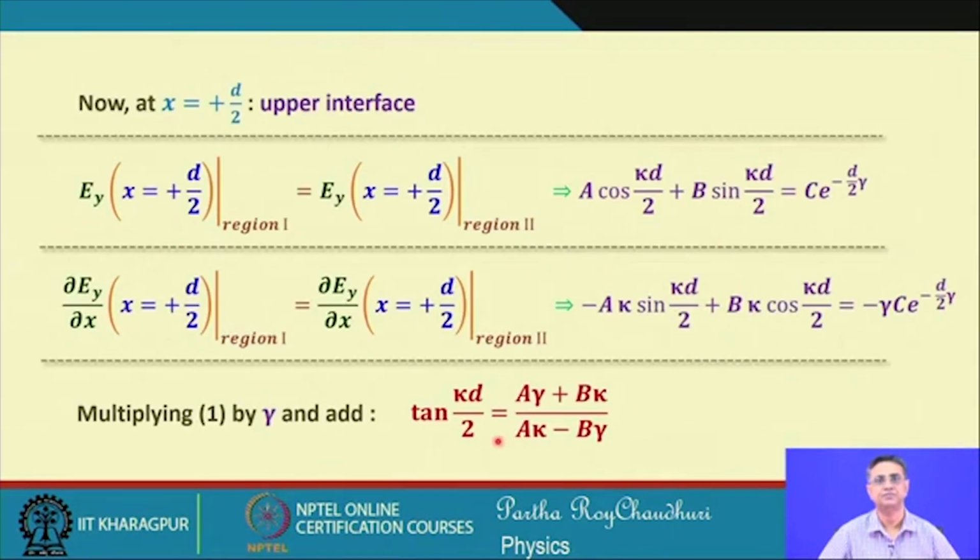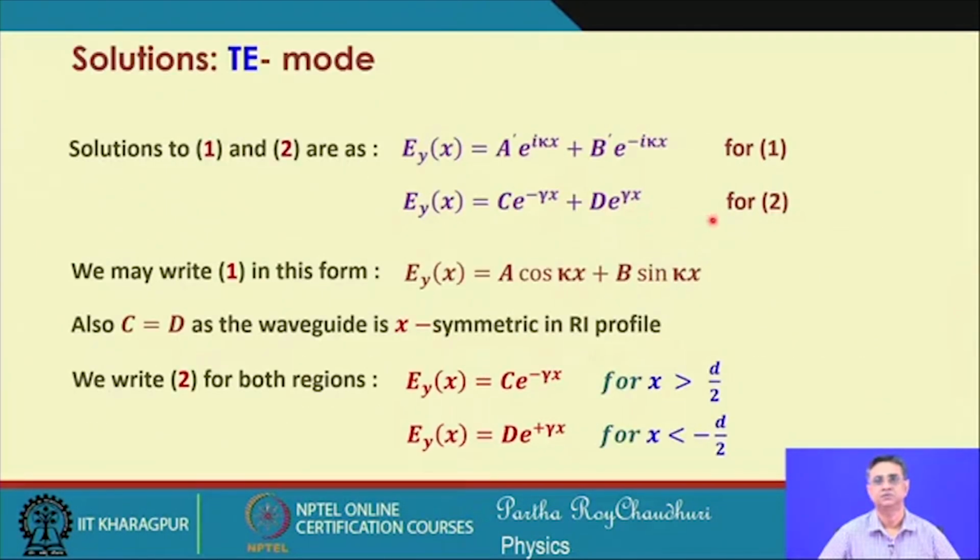Now, we will use the boundary conditions for the continuity of the tangential component of the fields. So, at x equal to plus d by 2, that is at the upper interface, we can use that u y must be continuous across the interface layer, and that gives you a cosine. I just have to plug in x equal to plus d by 2 on either side of this equation and this equation.